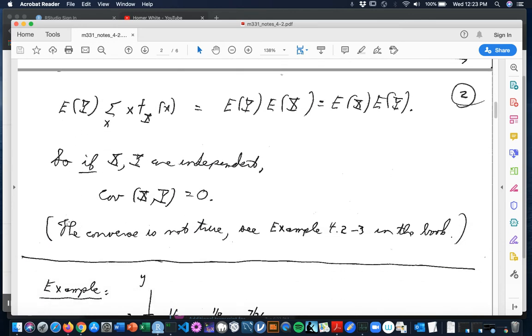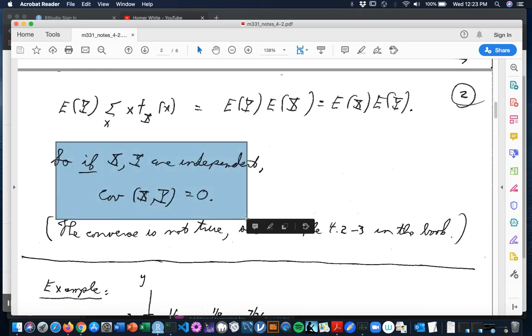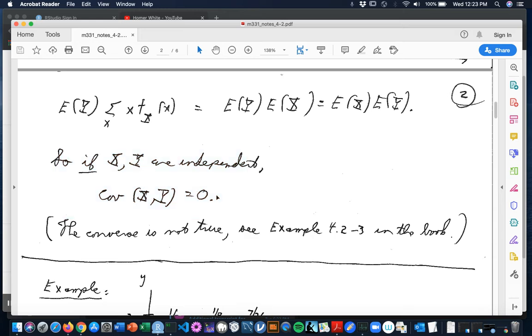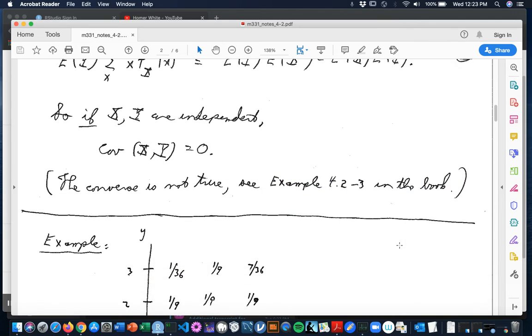Now, it's not exactly that way, because although we do have that if x and y are independent, their covariance is 0, the converse is not true. There do exist bivariate distributions where the covariance is 0, but the two marginals are not independent. Example 423 in the book gives you such a one, so take a look at it.